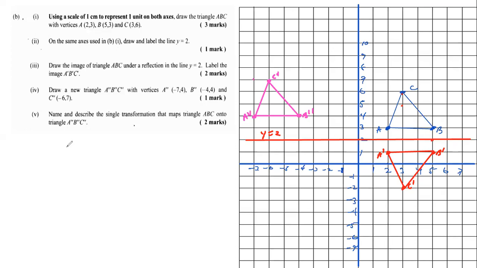It's a translation, yes, of course, because it's a slide. It can never be reflection. For reflection, they have to face each other, and they have to be on the same level. Now, it can be rotation? Rotation, they have to turn around. And enlargement, one has to be small, the other one has to be big. So the only option we have here is translation.